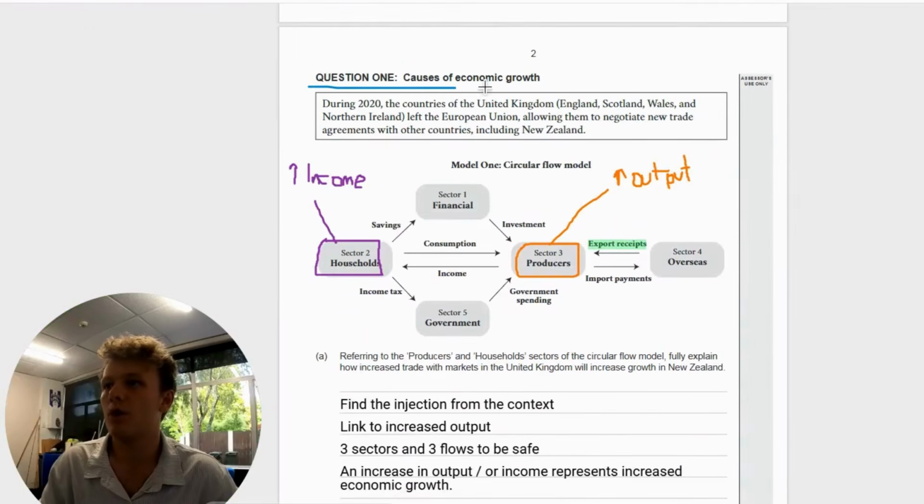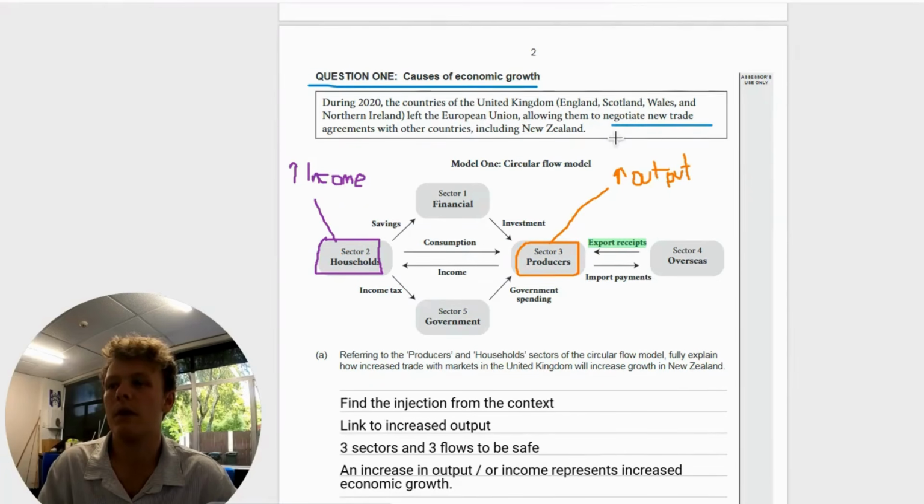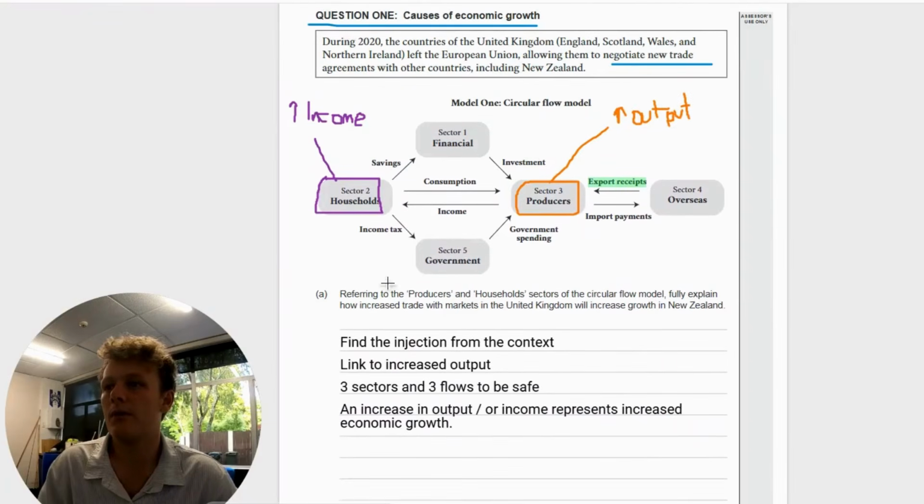Question 1, causes of economic growth. During 2020, countries of the United Kingdom left the European Union, allowing them to negotiate new trade agreements with other countries, including New Zealand. Referring to the graph, we've got the circular flow model. Referring to the producers and household sectors in the circular flow model, fully explain how increased trade with markets in the United Kingdom will increase growth in New Zealand.